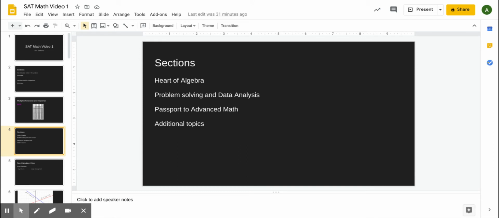So we have Heart of Algebra, Problem Solving and Data Analysis, Passport to Advanced Math, and Additional Topics. For Heart of Algebra, we're looking at inequalities, systems of equations. There'll be a lot of systems of equations and linear equations. For Problem Solving and Data Analysis, we're looking at ratios and proportions and analyzing data. For Passport to Advanced Math, we're looking at quadratics, for example, doing quadratic equations. And for Additional Topics, you can see trig ratios, for example, and we'll handle all those in the videos that we're going to make.